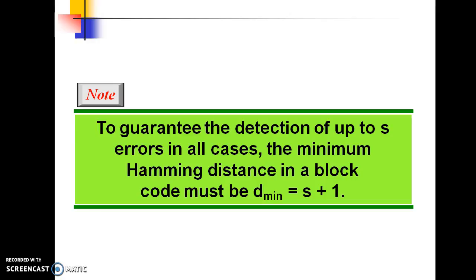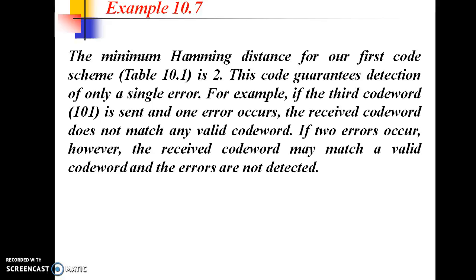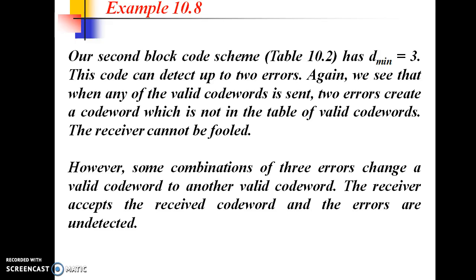To guarantee the detection of up to s errors in all cases, the minimum Hamming distance in a block code should be s plus 1. If you find the minimum Hamming distance for our first code scheme, it is 2. So the code will guarantee the detection of only a single error. For example, if the third code word, suppose 101, is sent and one error occurs, the received code word does not match any valid code word. If two errors occur, however, the received code word may match a valid code word and the errors will not be detected.